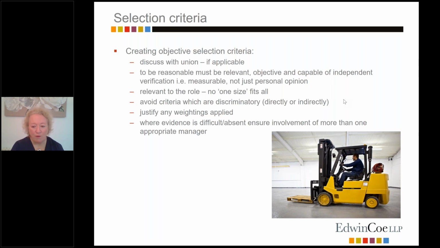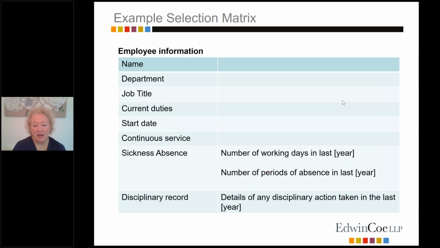So we're going to move on in a moment to look at an example selection criteria, in which you can see that weighting can be applied. Again, do bear in mind how you're going to justify the weighting. And commonly, elements of the selection criteria which are weighted more are those for performance and experience.